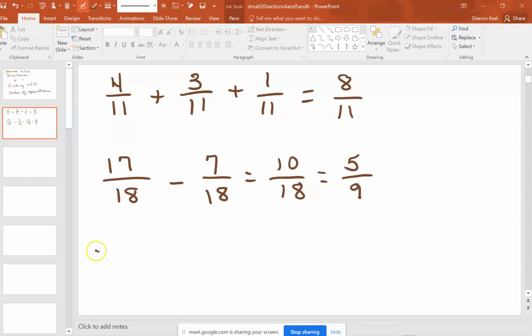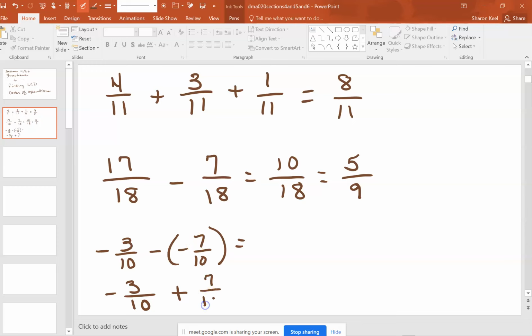If we have, let's say, negative 3 tenths, and we're going to subtract a negative 7 tenths. Remember, when we subtract, we never really subtract. What we do is we write it as addition. So we rewrite it as adding, and then we do the opposite of the negative, which makes that a positive 7 tenths. Now we have one positive, one negative. So remember, those rules of integers we learned in DMA 0 are still applying. It's just we're working with fractions now.